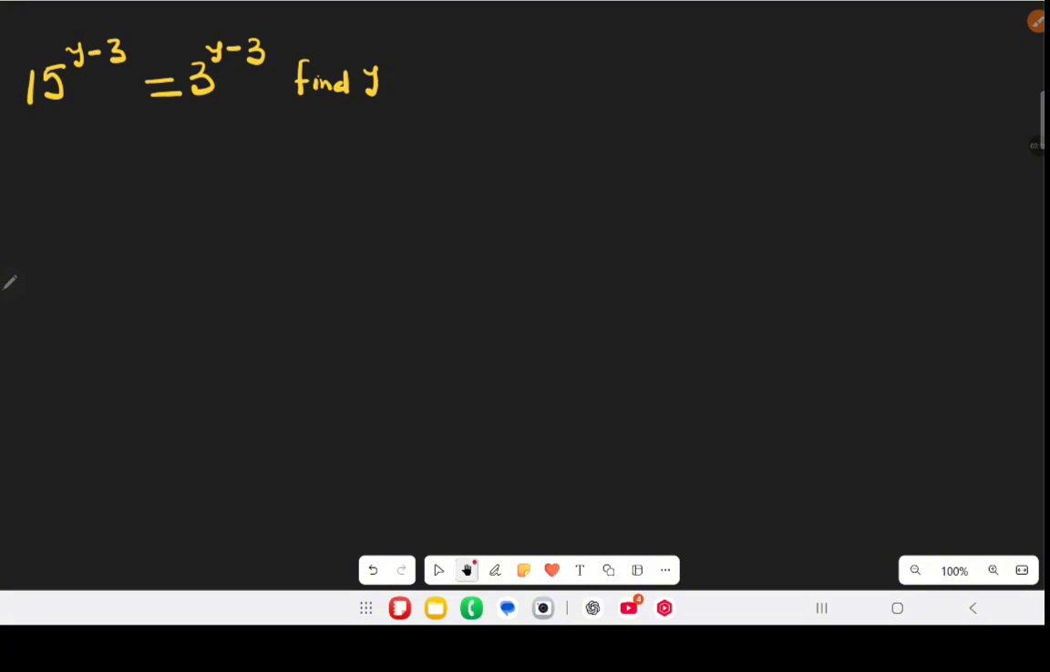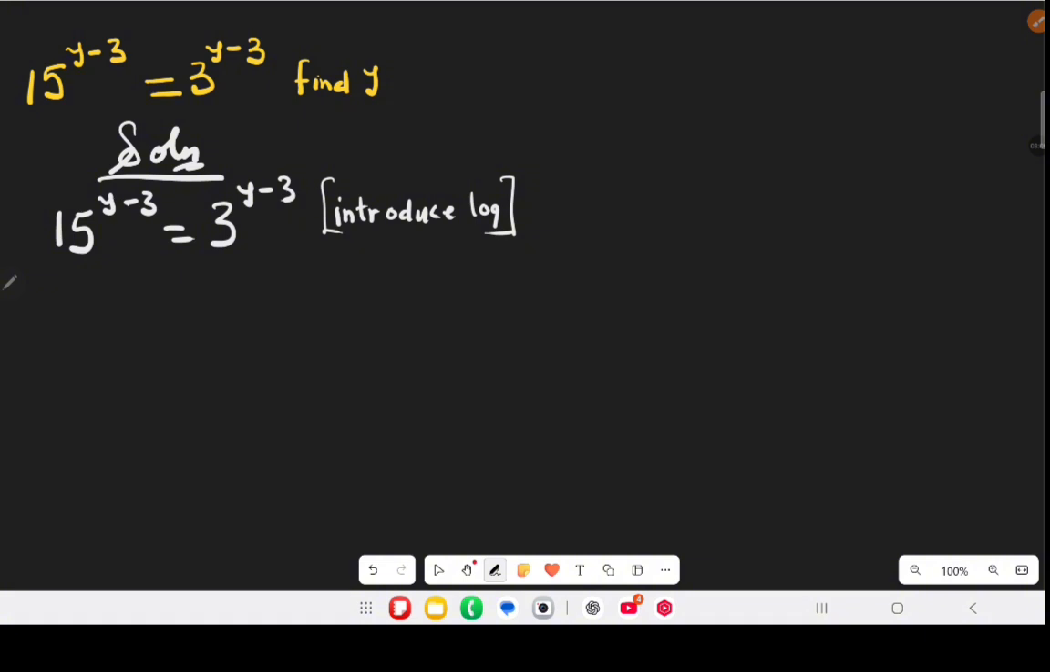So what we do here, I have to introduce log this time. First, we say solution. 15 raised to the power of y minus 3 equal to 3 raised to the power of y minus 3. Here we have to introduce logarithm. If we introduce log, we have log of 15 raised to the power of y minus 3 equal to log of 3 raised to the power of y minus 3.